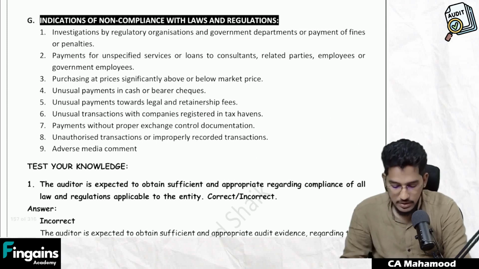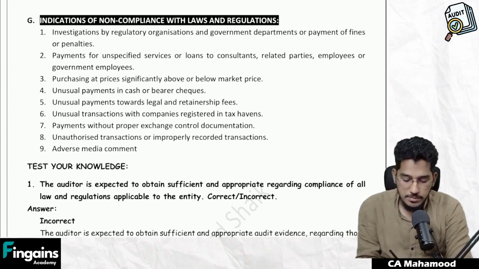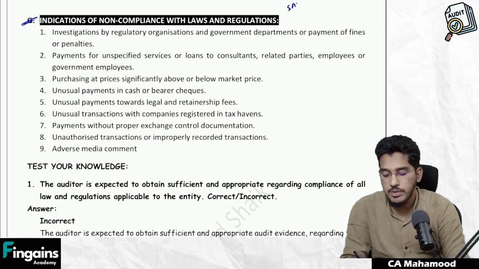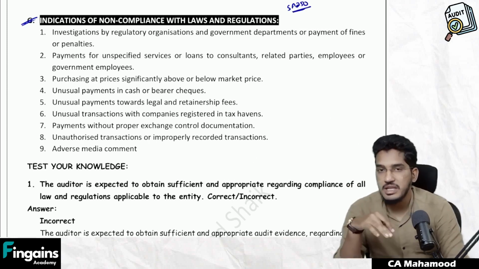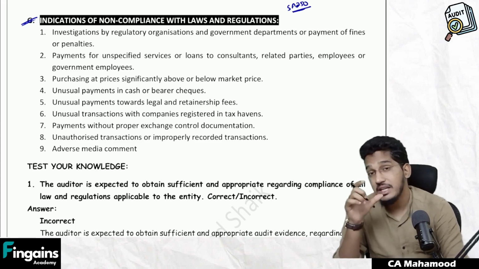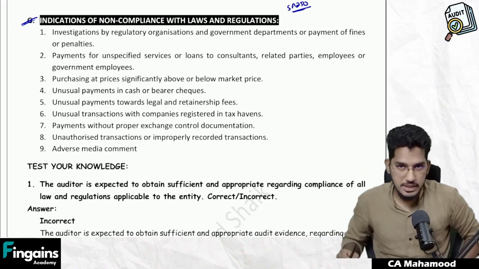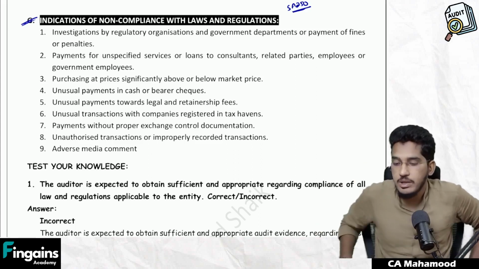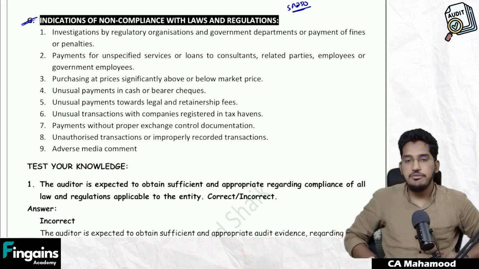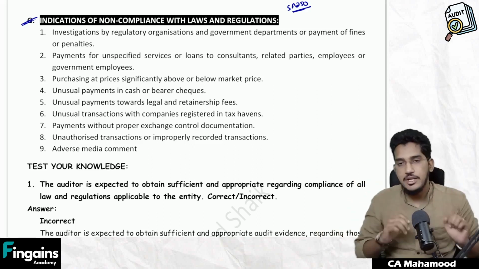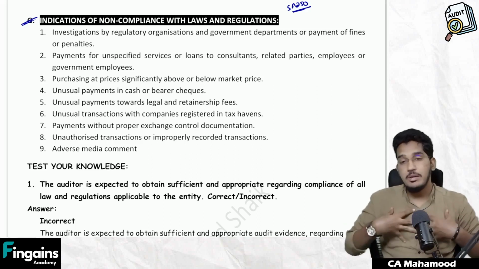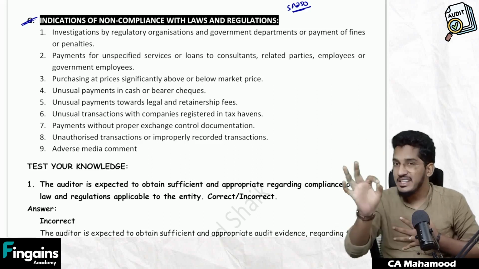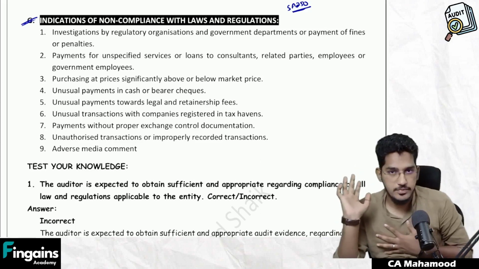Then we have one more last part of the standard, indications of non-compliances with laws and regulations. Now, SA 250 is trying to help out the auditor by listing some events or circumstances which will give the hint to the auditor that there could be a non-compliance. How is it trying to help? It is identifying a few events or circumstances, and if you come across those, then you should get an indication, a hint that there could be a non-compliance.